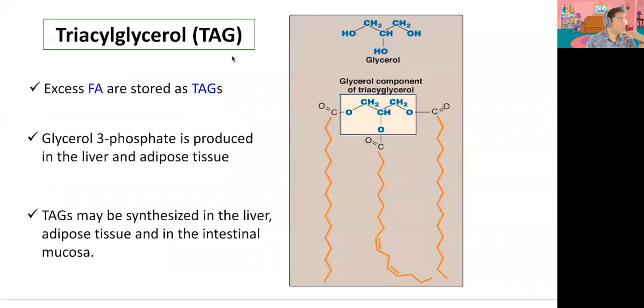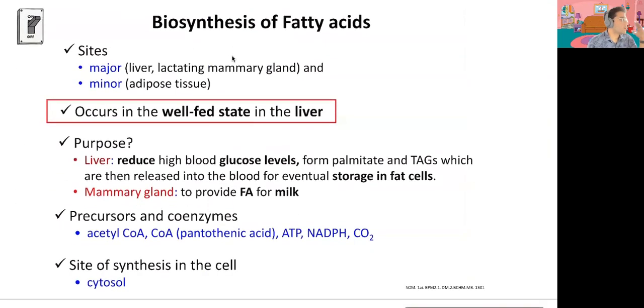As always, we store TAGs on the regular. That's actually one of the things that makes up our adipose tissues as well, right? Excess fatty acids are stored as TAGs. This is how we maintain our long-term supply.